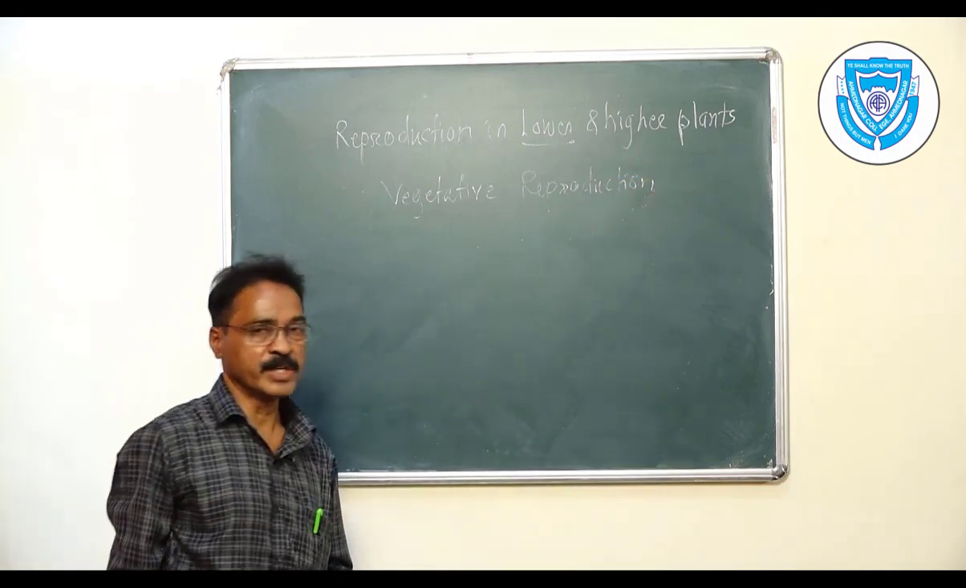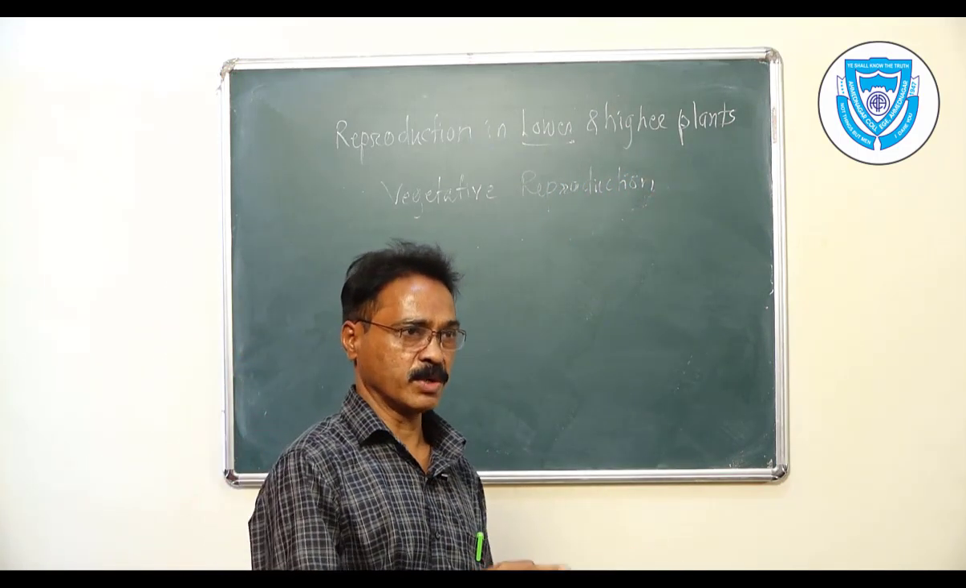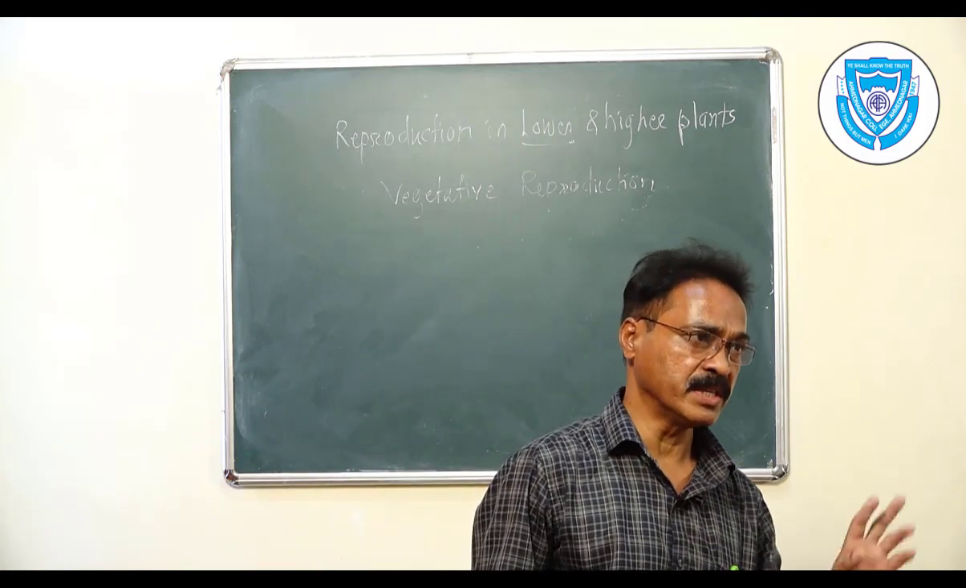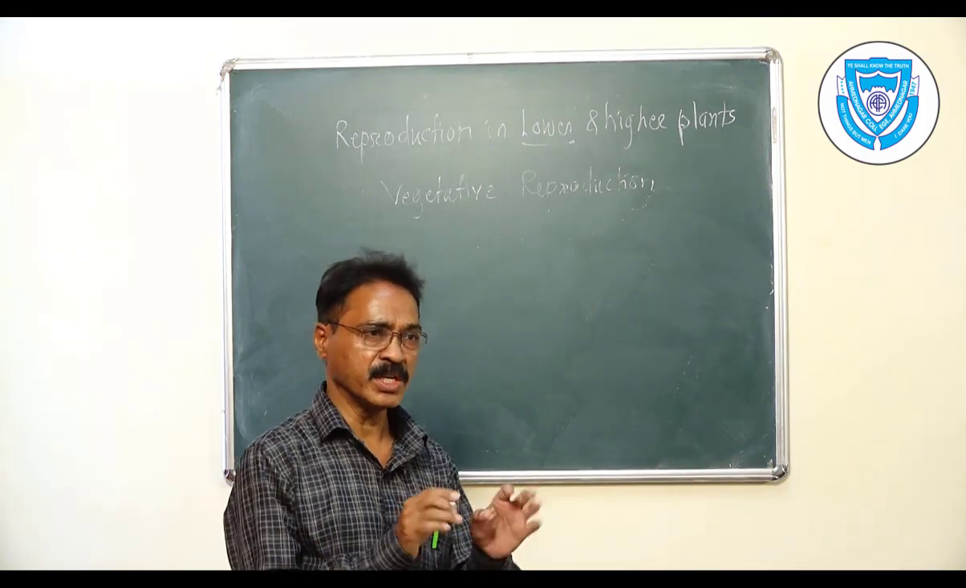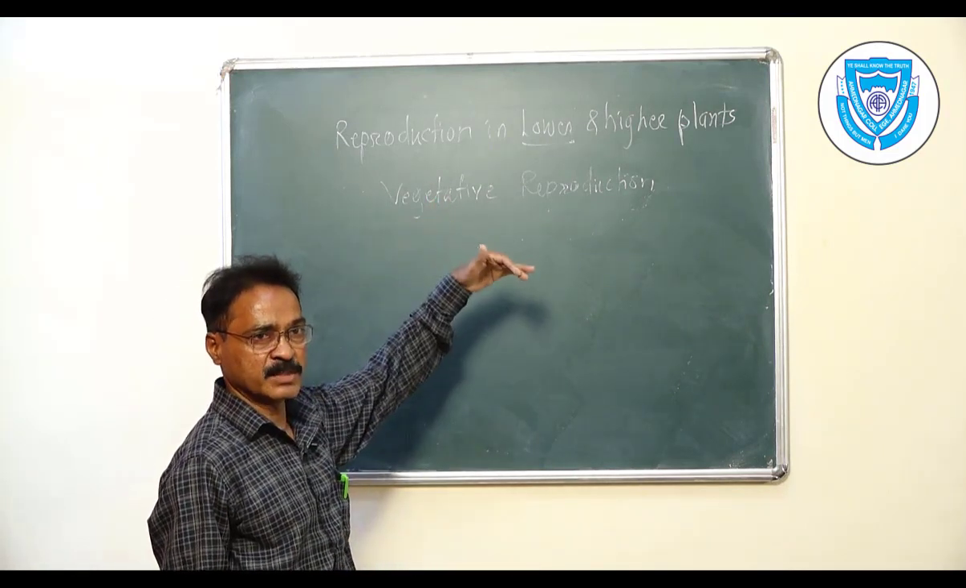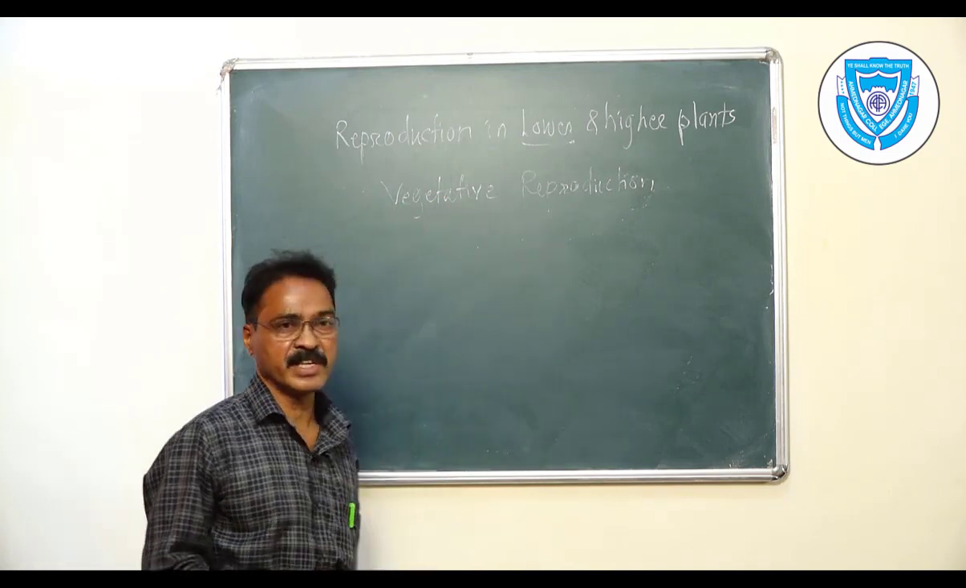Of course, vegetative reproduction is a type of asexual reproduction. That means only one parent is involved; two parents are never involved in the reproduction. That means gamete union does not take place. Only a single parent reproduces by this method, and it is known as vegetative reproduction.